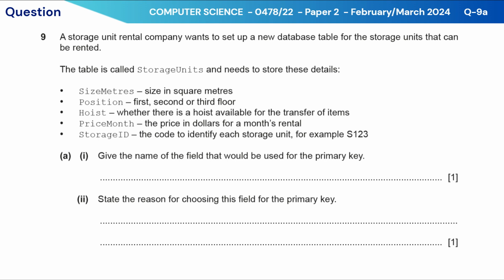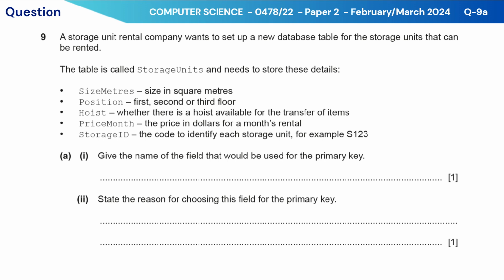A size meters, size in square meters. A position, first, second, or third floor. A hoist, whether there is a hoist available for the transfer of items. A price month, the price in dollars for a month's rental. A storage ID, the code to identify each storage unit, for example, S123.